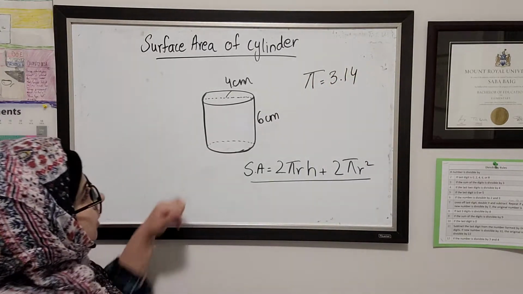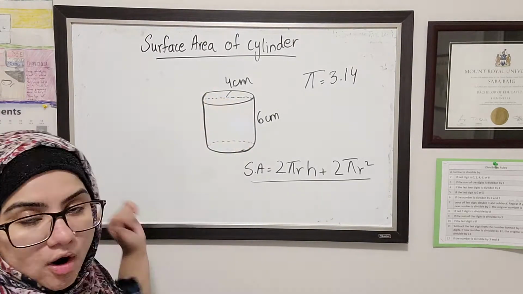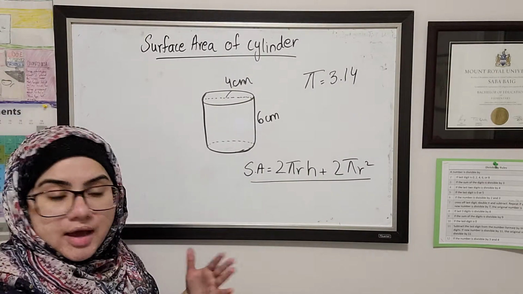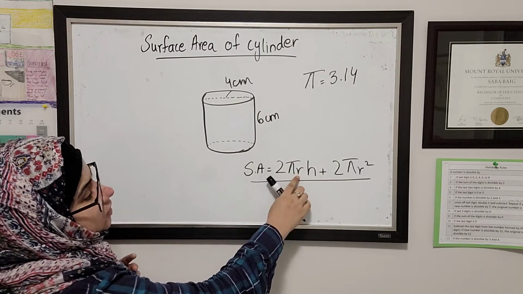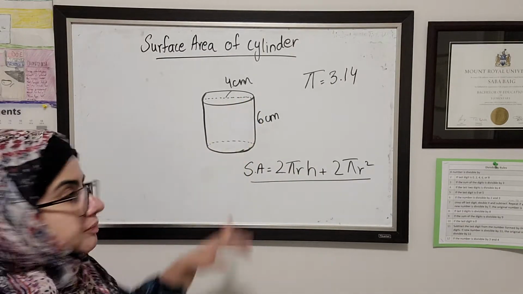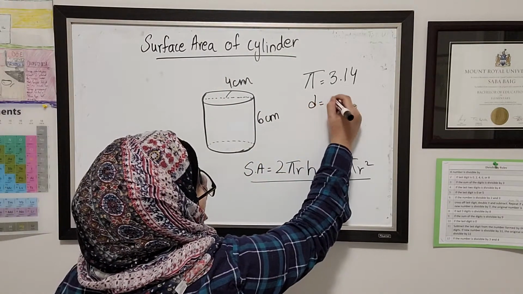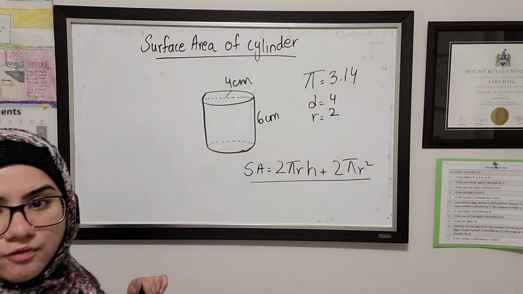In this question, they have given us the diameter, which is 4. But we don't have a diameter in our equation. As I told you in my previous lessons, the radius is always half of the diameter. If the diameter is 4, then the radius will be 2. Radius is always half of your diameter.